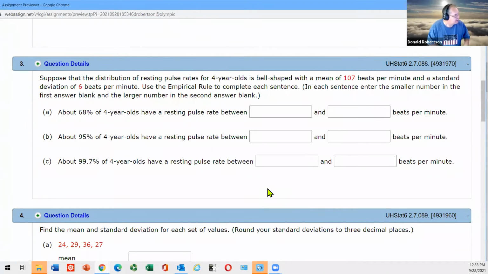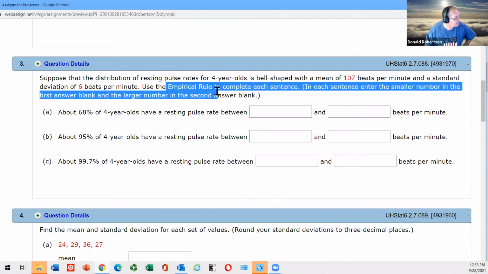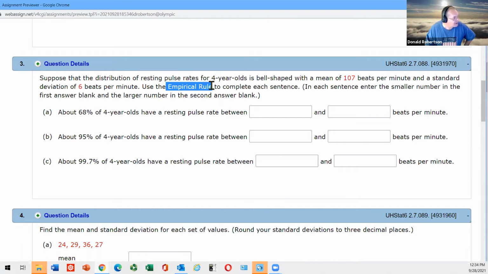In question 3, you're looking at 4-year-old kids, and they did a big sample of 4-year-old kids, and they found out that their average heartbeat is 107, and that the standard deviation for these kids is 6 beats per minute. And then they say, use the empirical rule. The empirical rule is another name for the name I prefer, the 68, 95, 99.7% rule. Would you agree that rule is a much better name than just calling it the empirical rule?